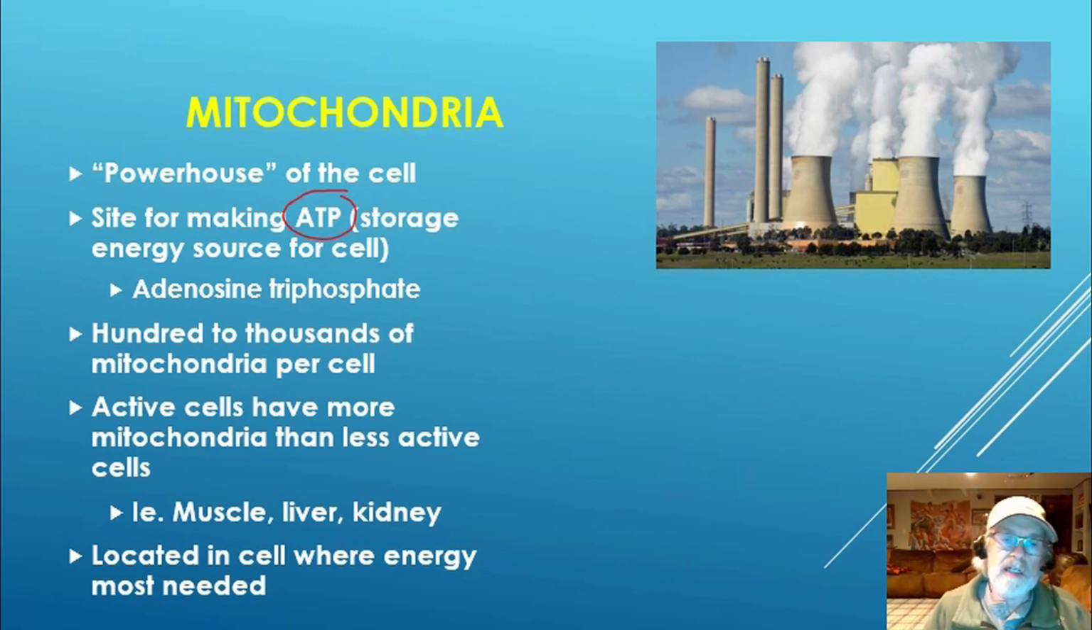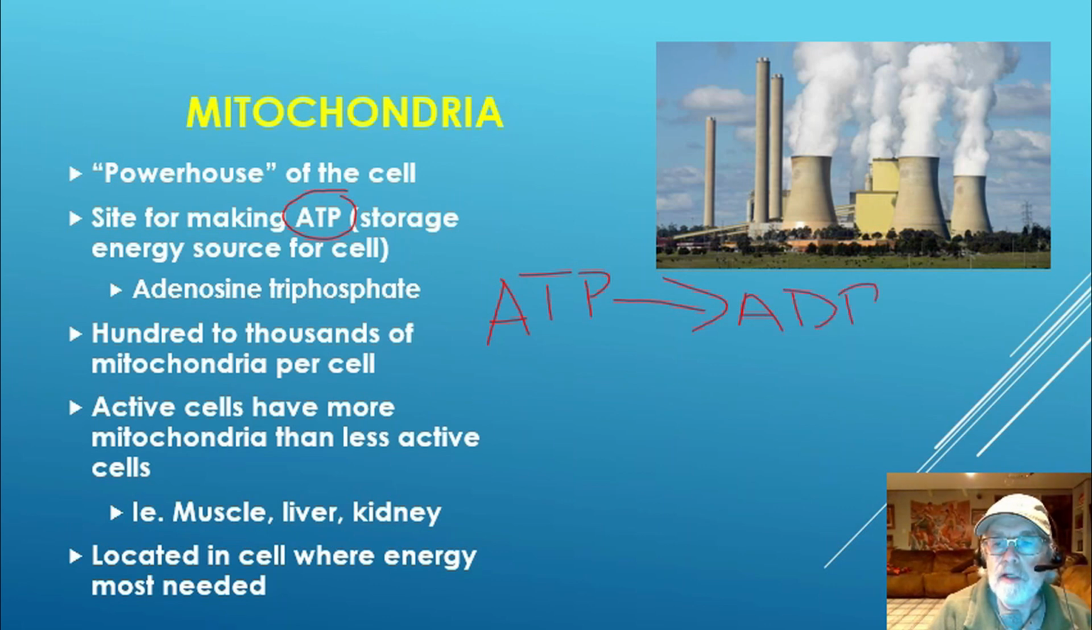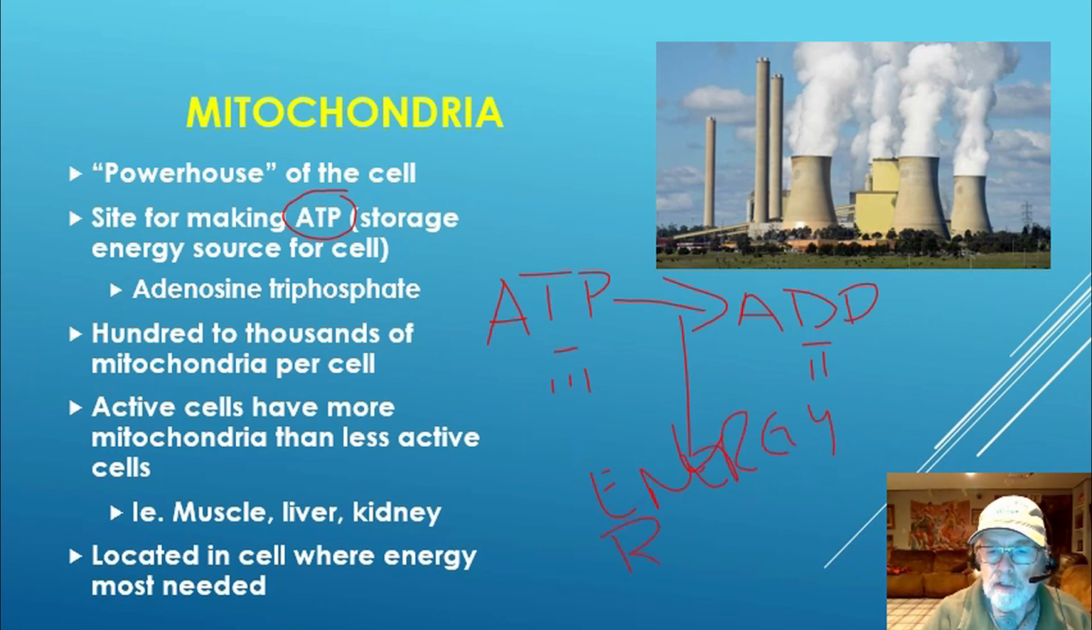ATP then becomes ADP, or adenosine diphosphate: tri is three, di is two. As a result, energy is released. And that's how that works. There are many mitochondria per cell. Why? Because we need a lot of energy. And some cells have a lot more than other cells.